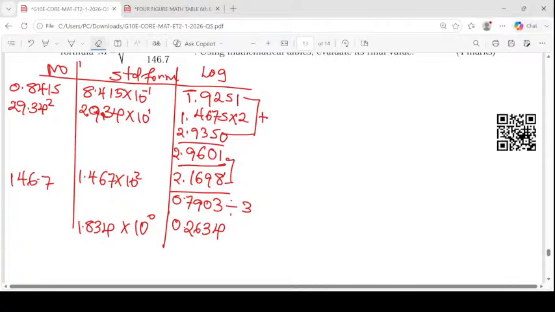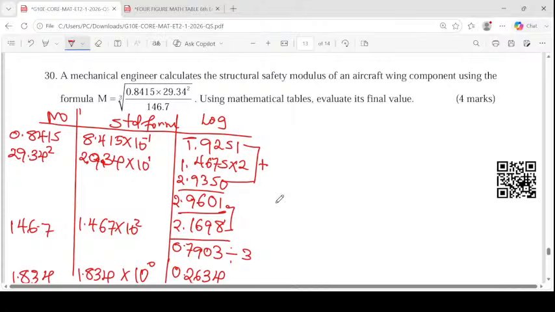Our answer is now 1.834. That becomes your answer in that particular case. Without struggling, you exactly get what is required of you.